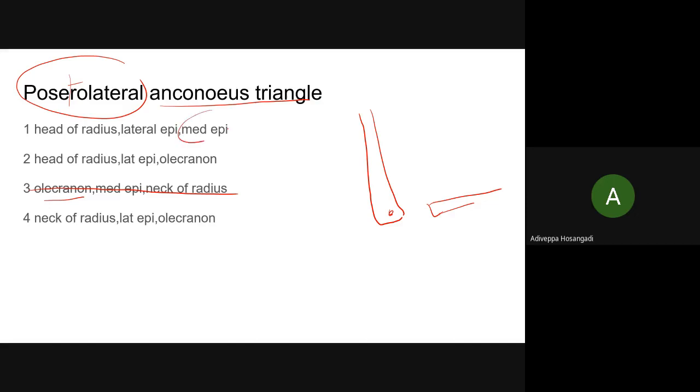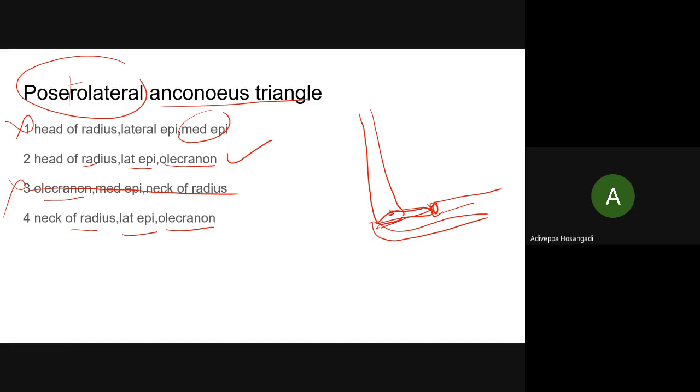So here again medial, this is gone. Now you are left with only two choices: head of radius or neck of radius, lateral epicondyle, olecranon. So what are the choices that remain? At times you have to look into the choices. You can answer most often by ruling out. Of course, you have to be careful about negative marking. So this is the correct answer. The anconeus triangle is formed by the head of radius, lateral epicondyle, and olecranon.